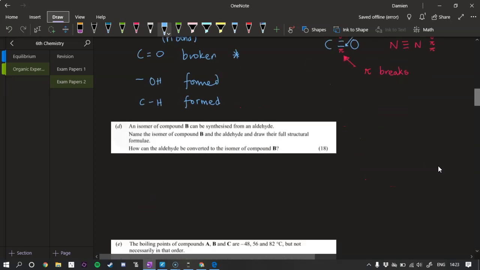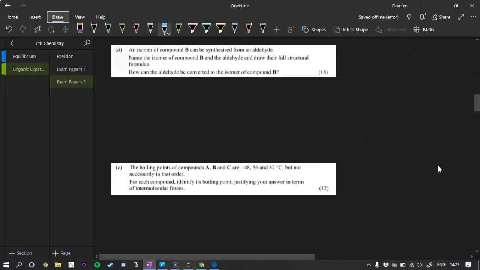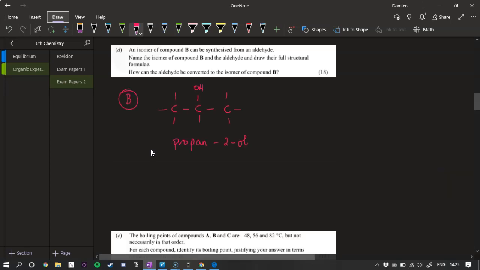So moving on to part D: an isomer of compound B can be synthesized from an aldehyde. Name the isomer of compound B and the aldehyde. So let's just try out our aldehyde and we'll be back in a sec. So here's compound B. It can be synthesized from an aldehyde and it wants an isomer of this compound. Normally with isomers, what we say is if you knock off a carbon and its H3s and you put it somewhere else, that's normally what we do for isomers. That won't work here, and this is why.